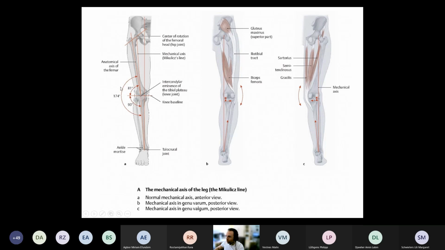You don't really need to know all these different angles. You just have to know that the longitudinal axis of the femoral bone is not the same as the rotational axis, which is not the same as the actual longitudinal body axis. Okay?